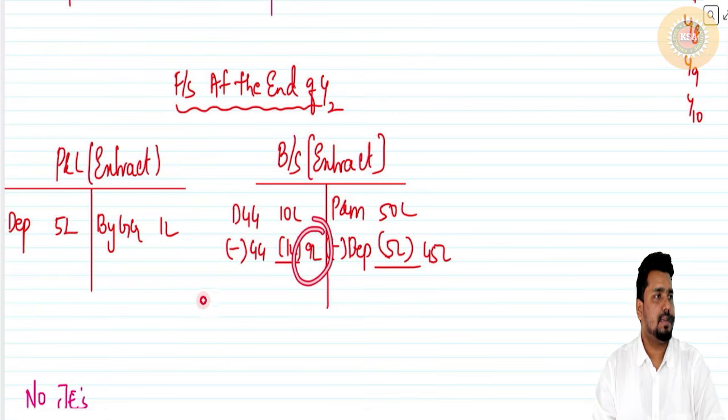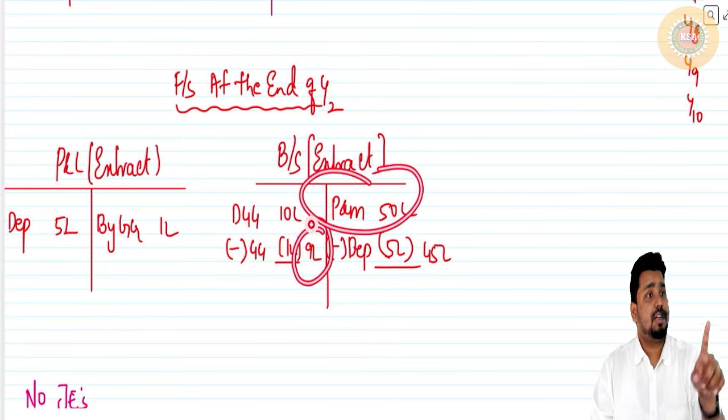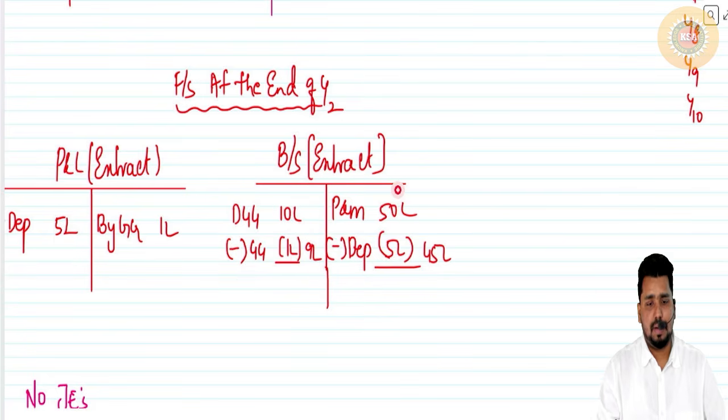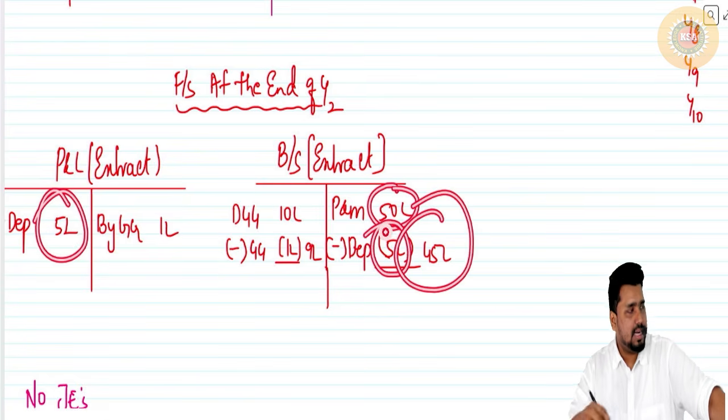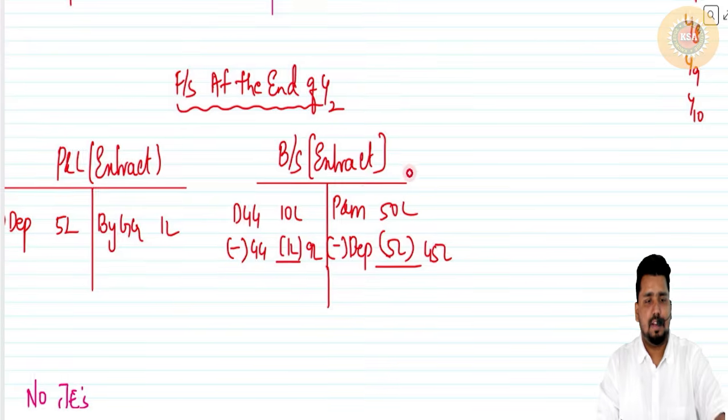What will be the balance? Plant and machinery is untouched because of the government grant. So from 50 lakhs, we will charge the depreciation of what? 5 lakhs. What is the net carrying amount? 45 lakhs. Same will be for year number 2.